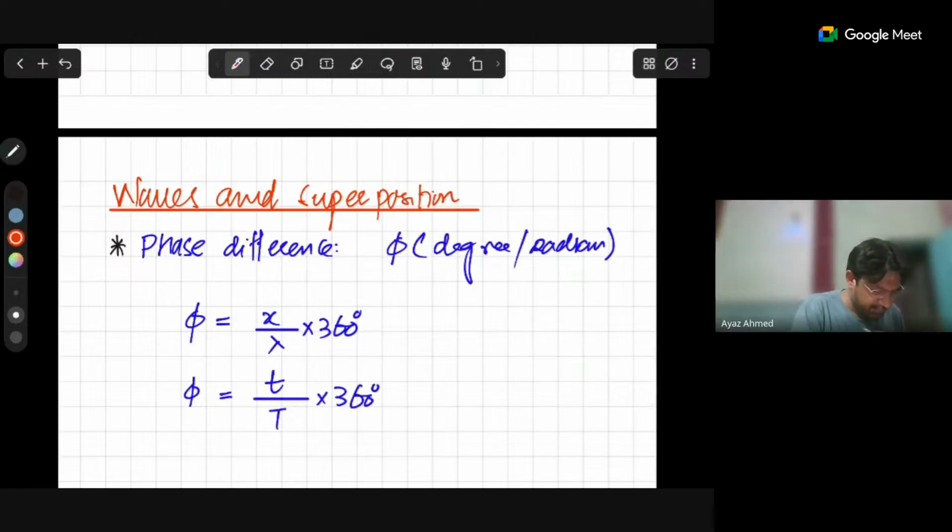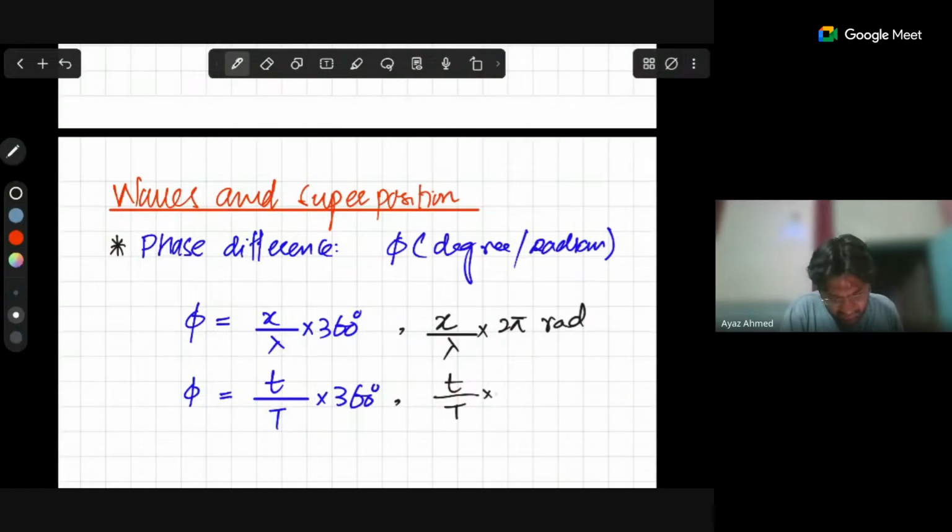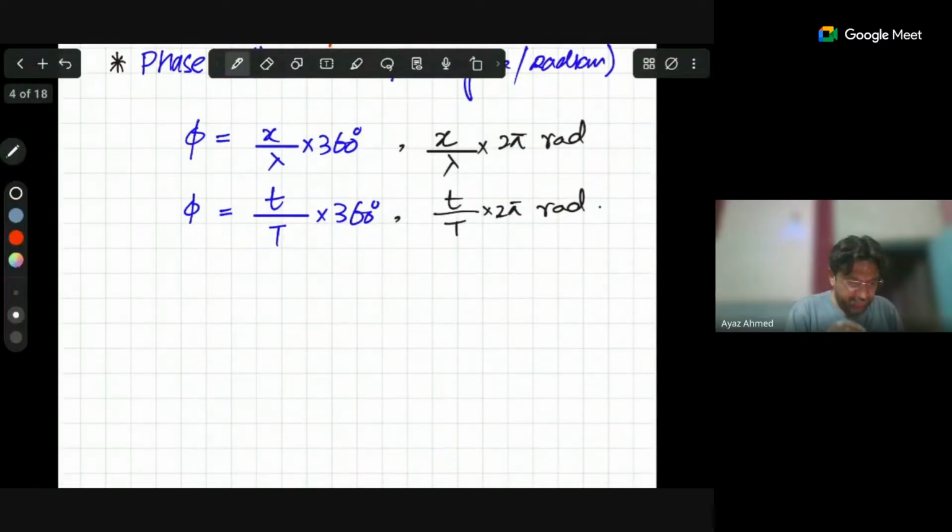The same goes with the values of pi: x divided by lambda into 2 pi, so here you will write radians with that. And if you write t divided by T into 2 pi radian, right? Here I will tell you what x is, what lambda is, and all that. x, small t, lambda, and capital T are four variables, and you must know about these four variables.